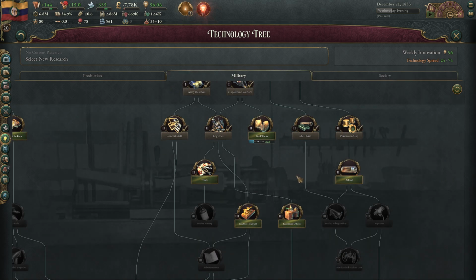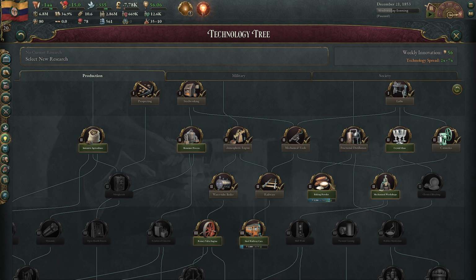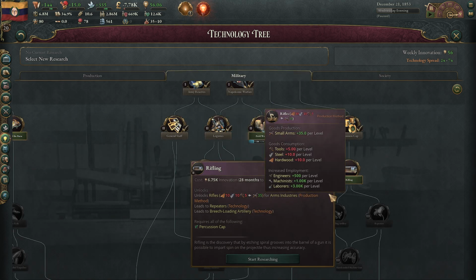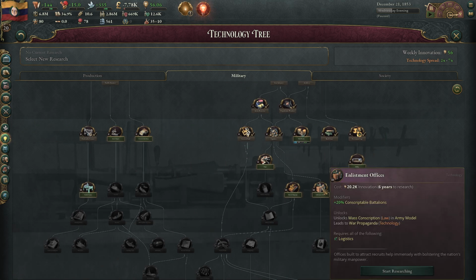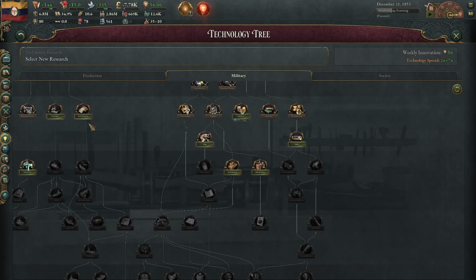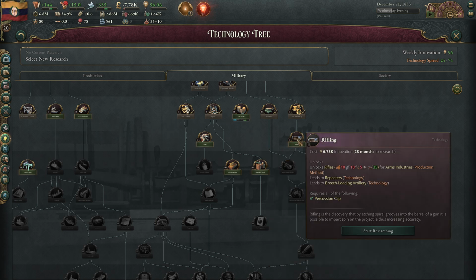I was working on military, right? I think I want to work on the military. Yeah, let's get rifling so we can make more arms, more small arms. So this one is now costing 20.2 thousand. Now I think when we take this, and this, then we will get the base price of 8 or 10, I don't know. I think I'm gonna go with rifling.